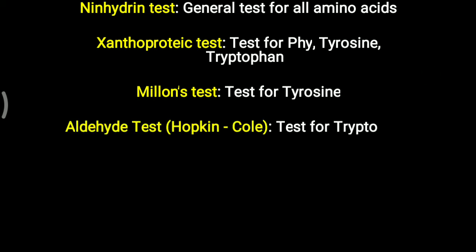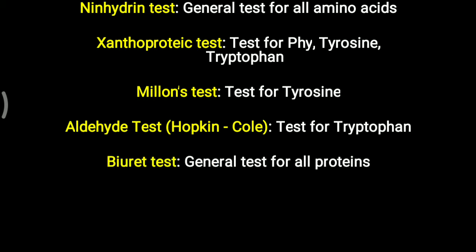Further, the aldehyde test or Hopkins-Cole test is used to detect tryptophan in the urinary sample. The Biuret test is the general test for all proteins. So sometimes, apart from amino acid, a bigger molecule, that is protein, is present in the urine, and that can be detected simply by a Biuret test.